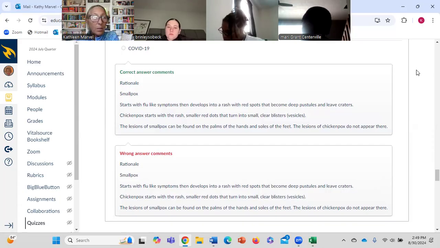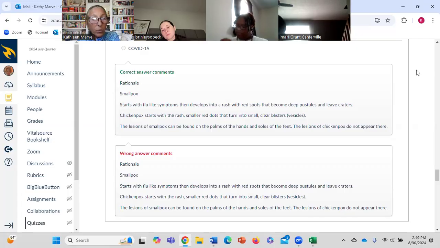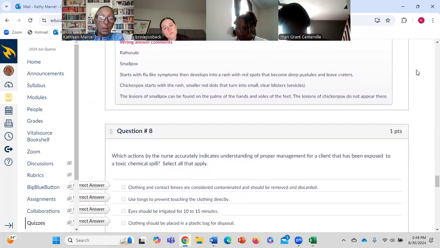Actually, the rationale gives you a good summary of smallpox and chickenpox. Okay, so smallpox may start with flu-like symptoms, develop into a rash with red spots. But that rash then develops into deep pustules, leaving craters. That's not chickenpox. Chickenpox does start with a rash. There are red dots, but these dots turn into blisters, small, clear blisters. Very different from smallpox. And that's the difference. The lesions of smallpox can be found on the palms of the hands and the soles of the feet. Chickenpox, they do not appear in those areas. Okay.